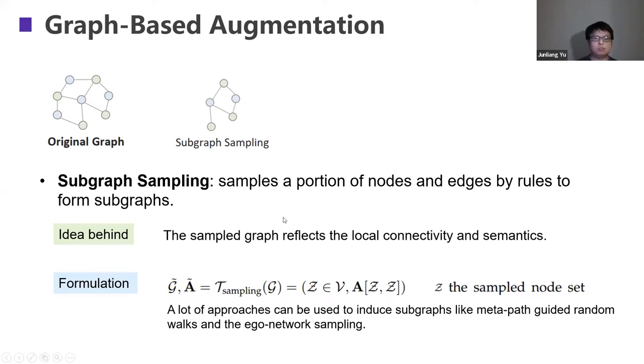And actually a lot of approaches can be used to induce subgraphs, like meta-paths, guided networks, and ego network sampling. For example, in a social network, we believe that the ego network of a given user may share similar preferences with the given user. So if the ego network can be sampled to be an augmentation of the subgraph, we think it would be very useful to infer the user's preference.